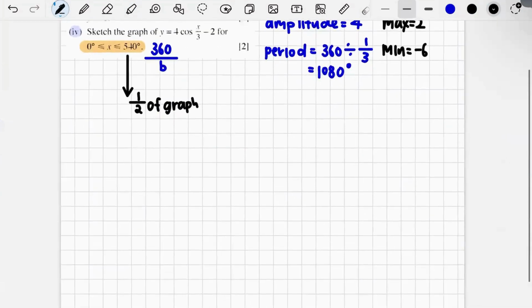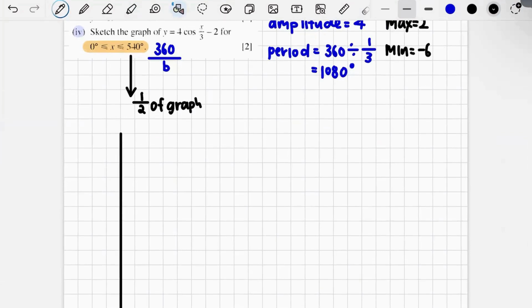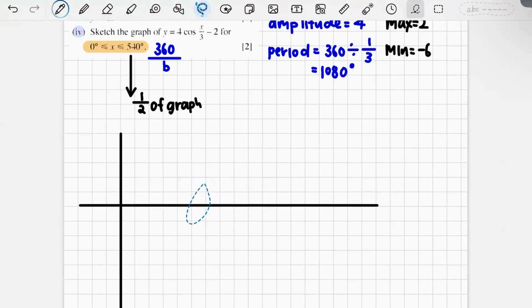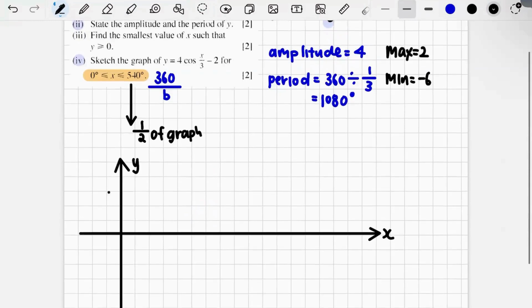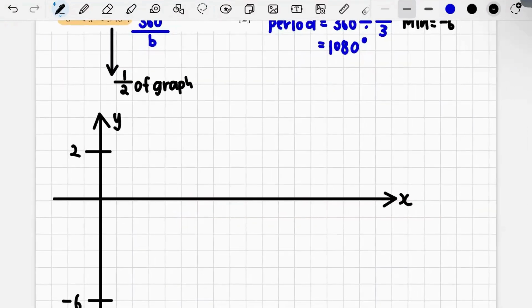When I sketch my graph, I must always start from the amplitude first. Then I need to know where my minimum and my maximum are. So let's say this one here is y, this one here is x. My max is 2, and my minimum is negative 6. It's important to always find out where the middle is. Between 2 and negative 6, there are 8 units altogether. Half of it is 4 units down and 4 units up. So this one here will be negative 2.